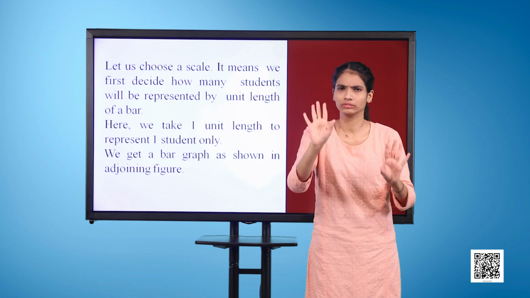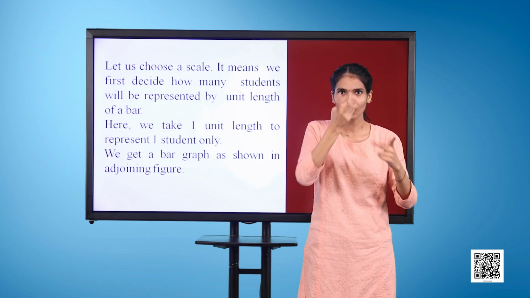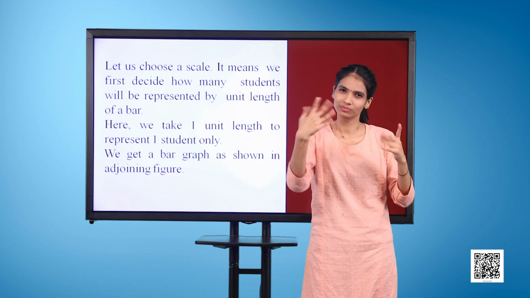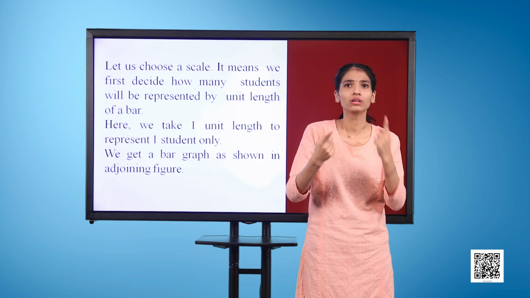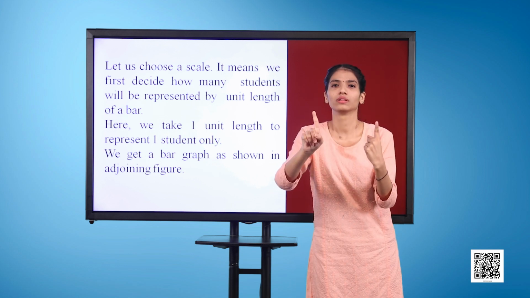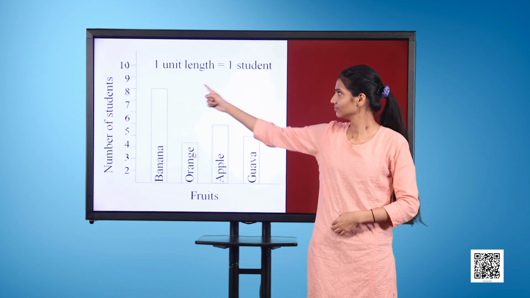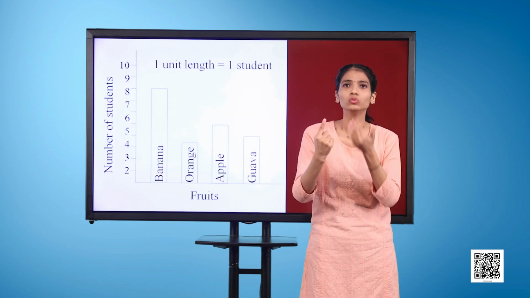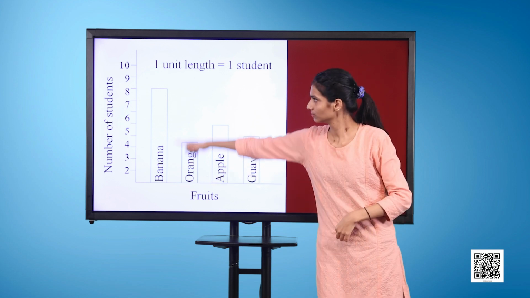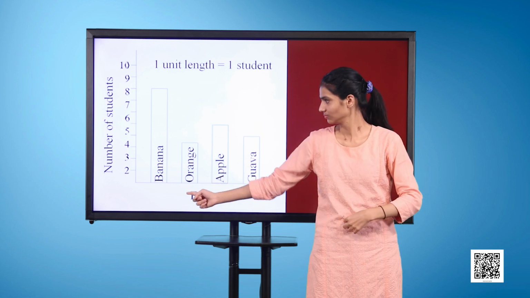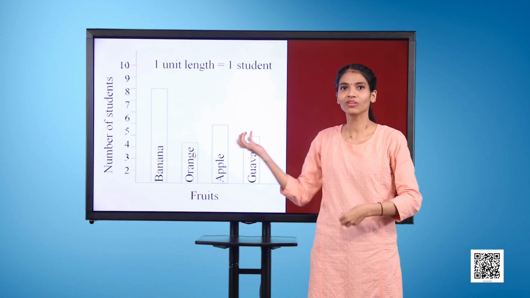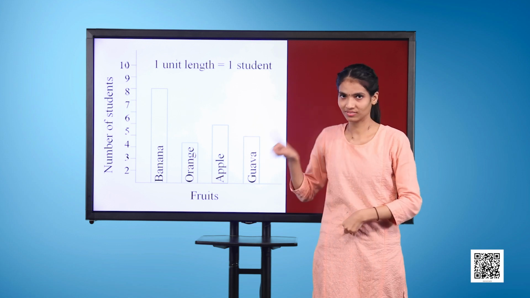Let us choose a scale. It means we first decide how many students will be represented by unit length of a bar. Here, we take 1 unit length to represent 1 student only. We get a bar graph as shown in the adjoining figure. There is a bar graph of fruits in respect to the number of students, and 1 unit length is equal to 1 student.